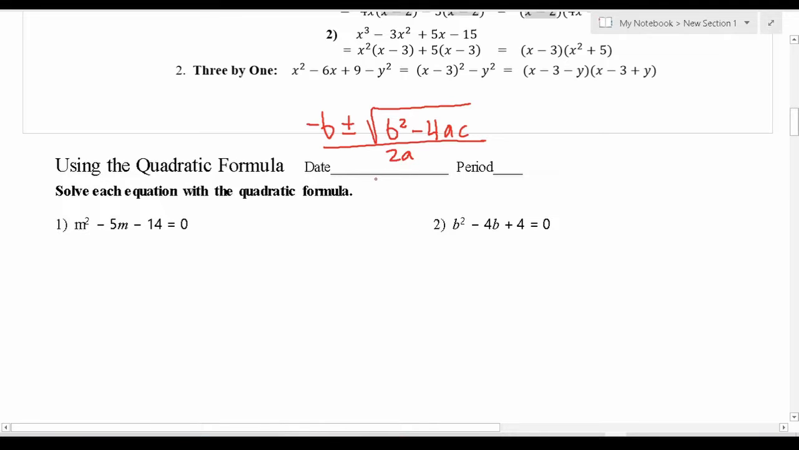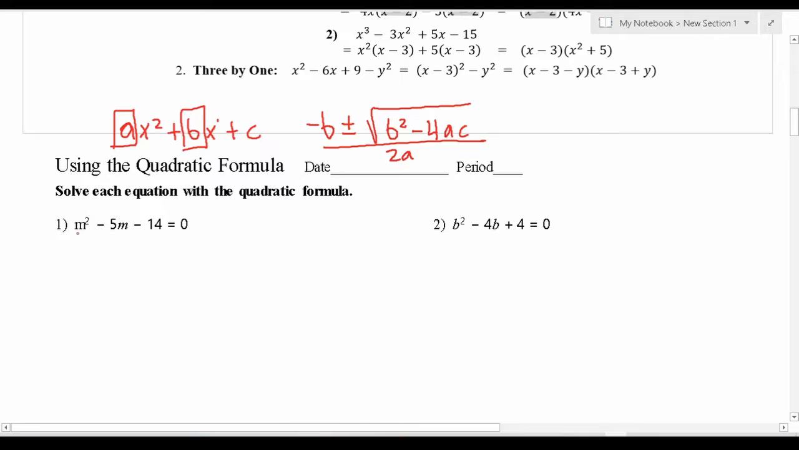Now, in case you're wondering where you get a, b, and c from, again, all quadratic equations take this form, ax squared plus bx plus c. And as you can see, the value in front of your squared variable is going to be your a. The coefficient in front of the variable that's raised to the first power is going to be your b. And then your whole number is going to be your c.